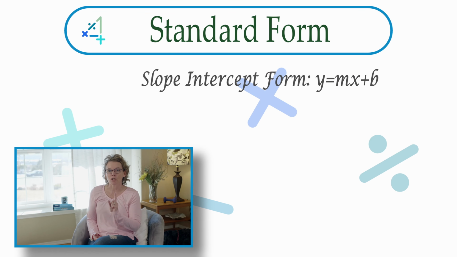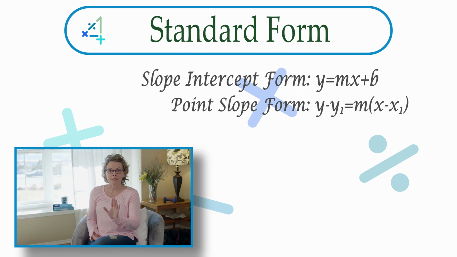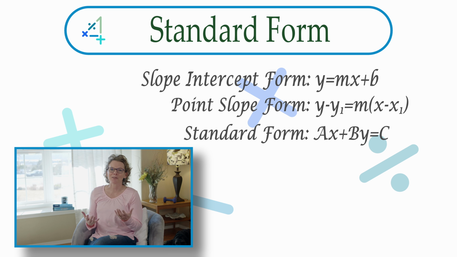We have learned slope-intercept form, y equals mx plus b. Point slope form, y minus y1 equals m(x minus x1). And now standard form looks like this: Ax plus By equals C, with the A, B, and the C as capital letters.